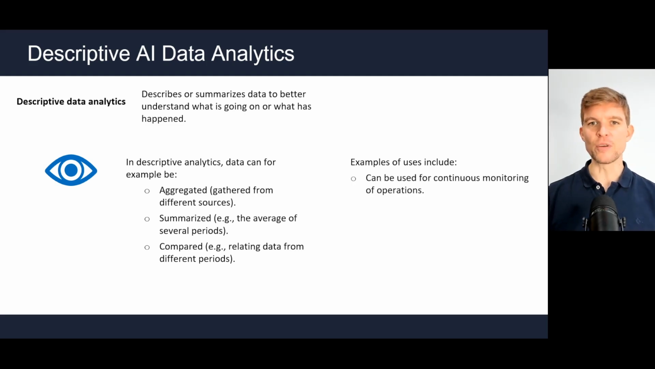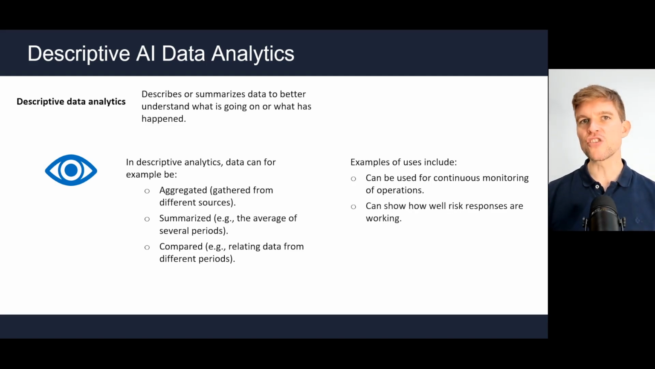Some of these examples include continuously monitoring operations and getting reports on different incidents. It can show how well risk responses are working. Incident reports, you haven't received a few of those, or, for instance, your AI is telling you that you have things that have changed through time and have been improving.